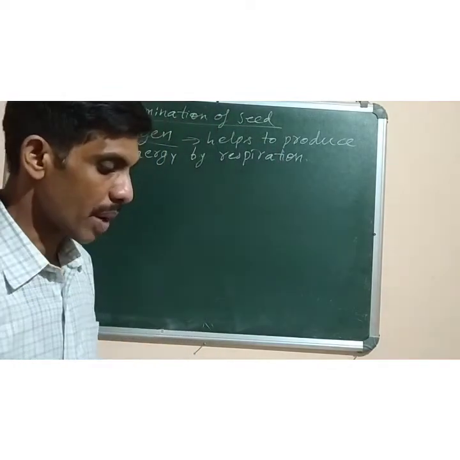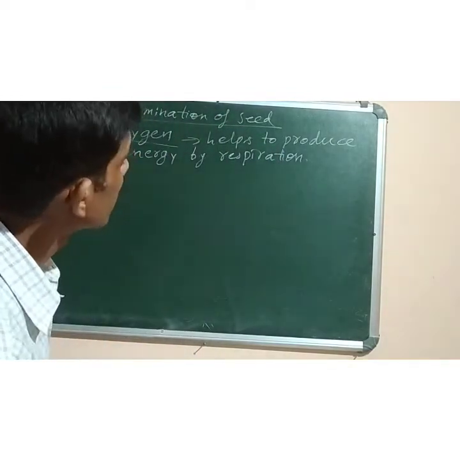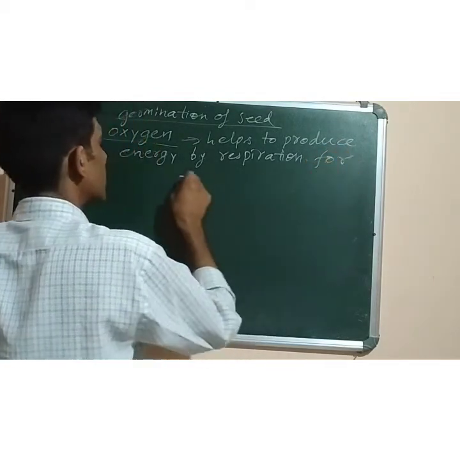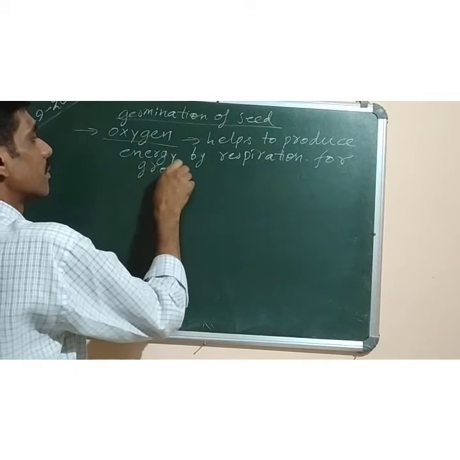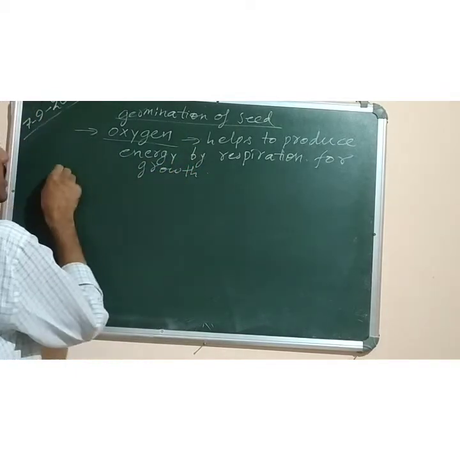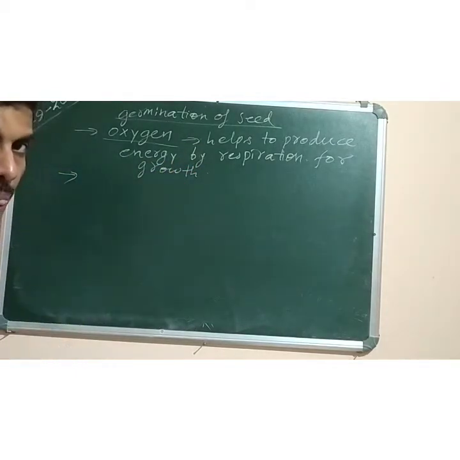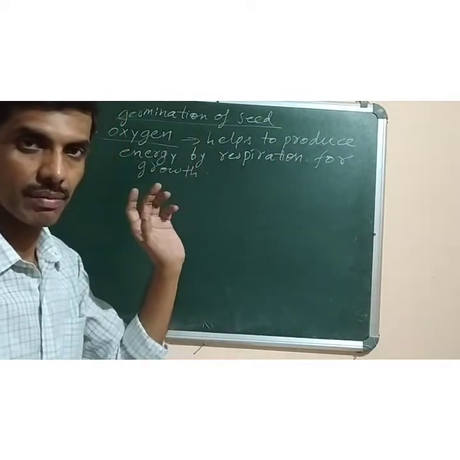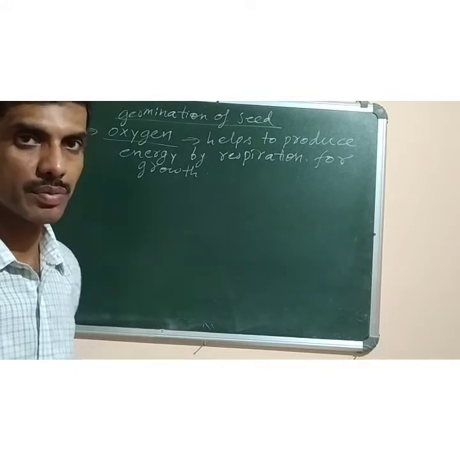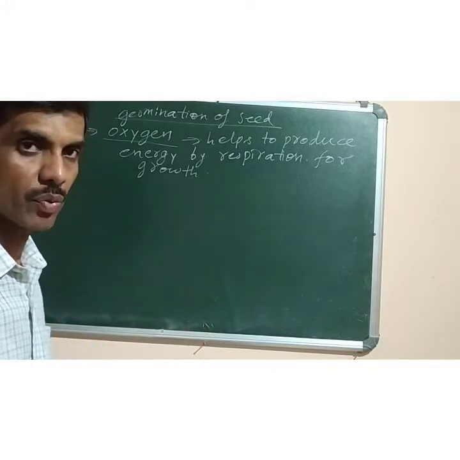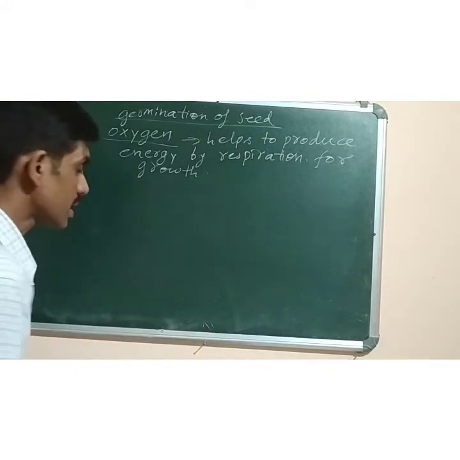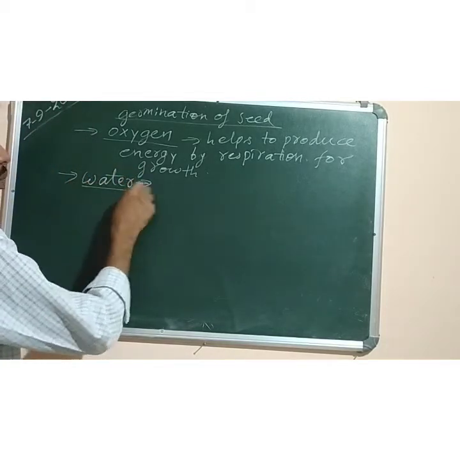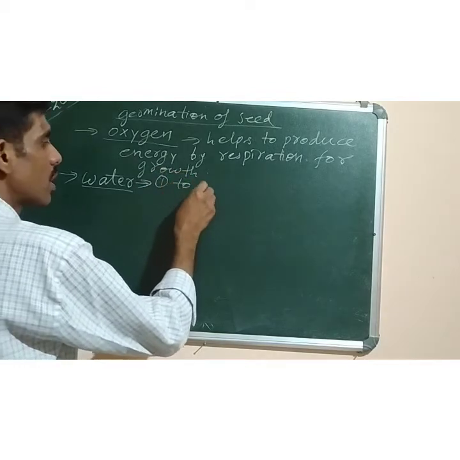Okay, so the embryo needs energy for its growth, so oxygen helps to produce energy by respiration for growth or for germination of seeds. So the first condition you understood. Why do the seeds need oxygen for germination? Answer is to get energy, because energy is required for the process of germination, for the growth of different parts within a seed. Second one is water. Why do the seeds need water for germination? One point is to make the seed coat soft.